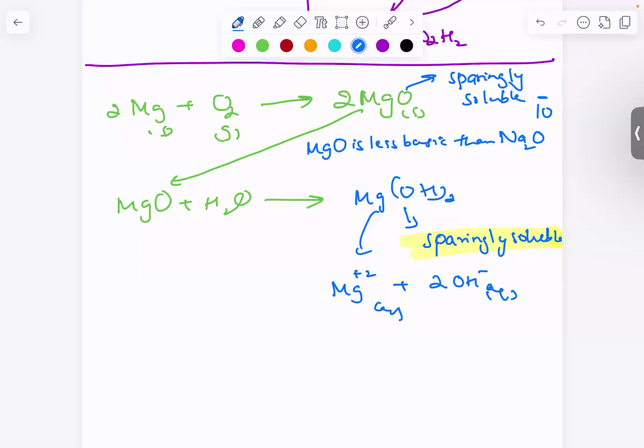So that is why sodium hydroxide can be called a base and it can be called an alkali, while magnesium hydroxide will only be called a base. It is not called an alkali. Why? Because it is not greatly soluble in water. Does it make sense? Yeah. Good. Now, they have given you the reactions, right?